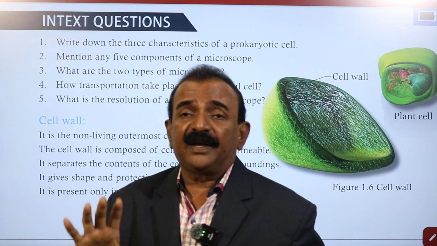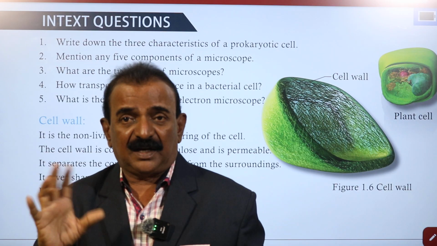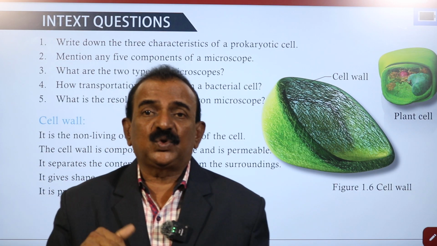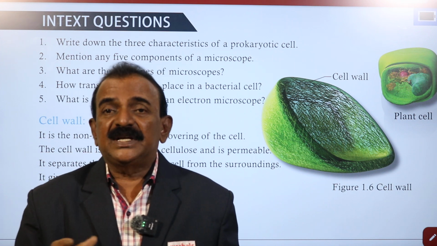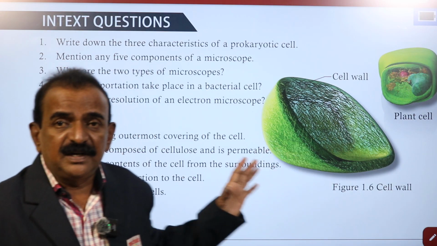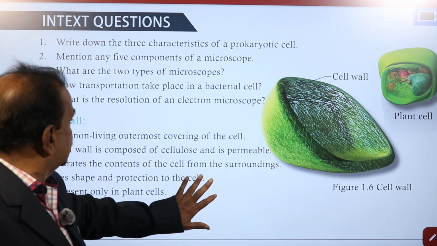Now the last question: what is the resolution of an electron microscope? The electron microscope is useful to magnify the object 1 lakh times, and what does this microscope use? Electron beams or rays to magnify the object. So children, we discussed the five in-text questions, and now we need to discuss what?